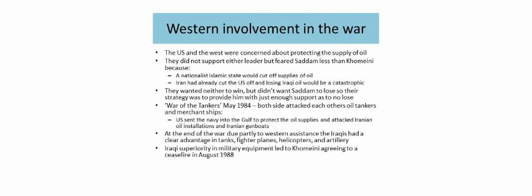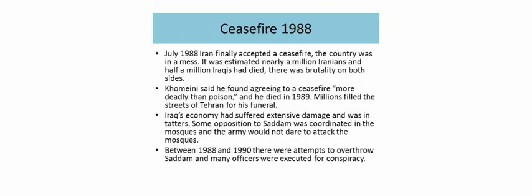At the end of the war, largely due to the assistance the Iraqis had from the Westerners, which gave them a clear advantage, they are in a position to be stronger. Iraq's superiority in military equipment will eventually lead Khomeini to agree to a ceasefire in August 1988. In July of 1988, Iran finally accepts the terms of the ceasefire, which was eventually, as I said, signed in August.